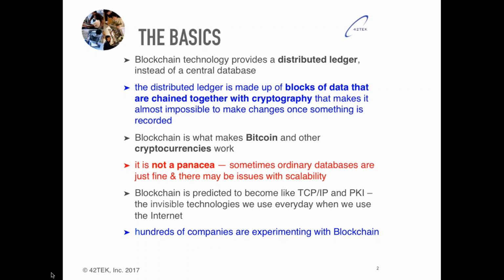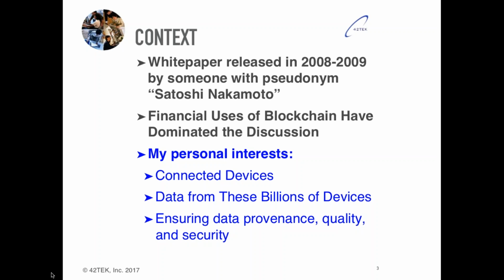Blockchain is expected to become pretty common as people become more familiar with it, the same way that we use the web without understanding how TCP/IP works. It'll be the underlying technology for some of the things that we end up using. The original white paper for blockchain technology was released in 2008. The person who wrote it actually went by a pseudonym, and financial uses were originally the most popular, but we're seeing more and more other use cases that we'll be talking about. Personally, I'm interested in the Internet of Things, the data from all of these devices, especially the provenance of the data and the quality and security of that data, and there are certainly some interesting applications being developed for that.